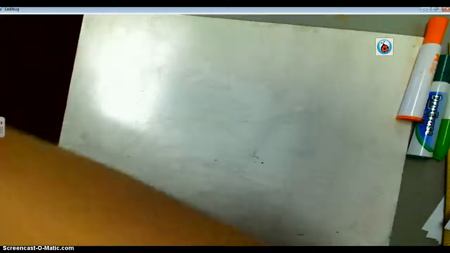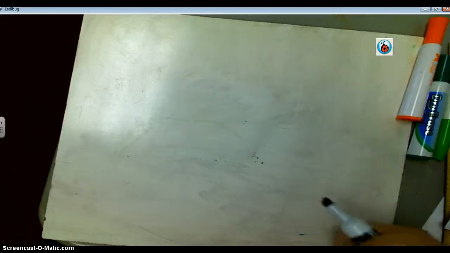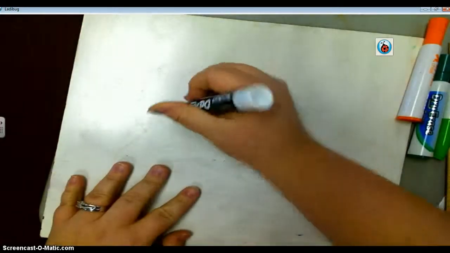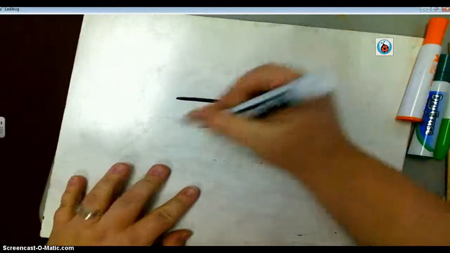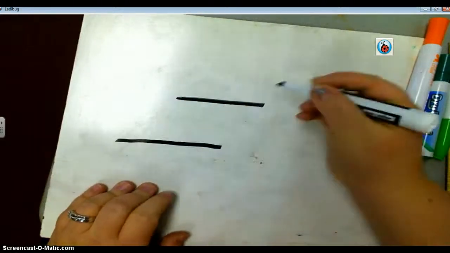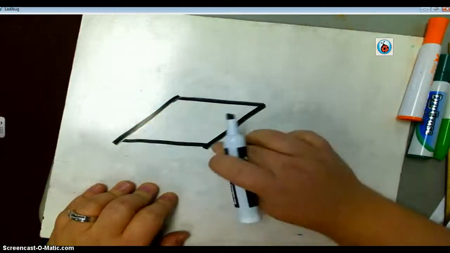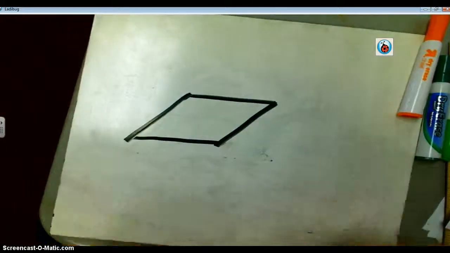Well, yes, a parallelogram is going to have four sides. Not exactly what I'm looking for. Two sets of parallel lines. Perfect. Okay? Typically when we see a parallelogram, for some reason, they like to slant that thing. This, my friends, would be a parallelogram.